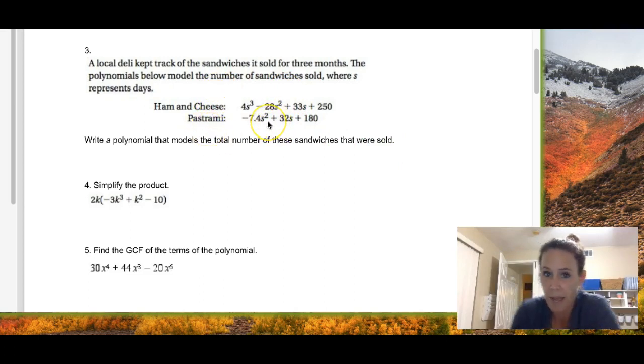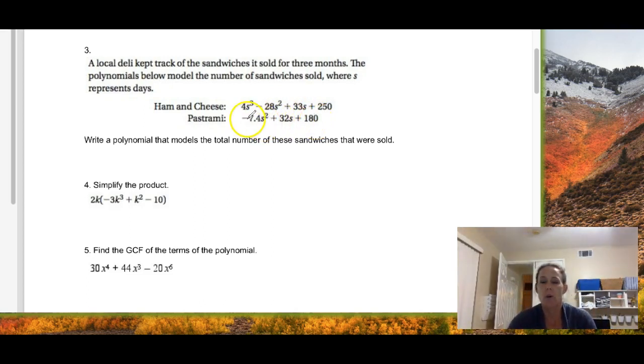It's represented by S days. So if I add these together, I can find a polynomial that models the total number of sandwiches that were sold. So when I add, I need to only add like terms. Now a great way to do that is to take one polynomial and write it in decreasing order. This is a polynomial in one variable, so I'm going to write it in decreasing order. The third power, the second power, the first power, and then no power. And then here I have the second power, the first power, and then that would be s to the 0.